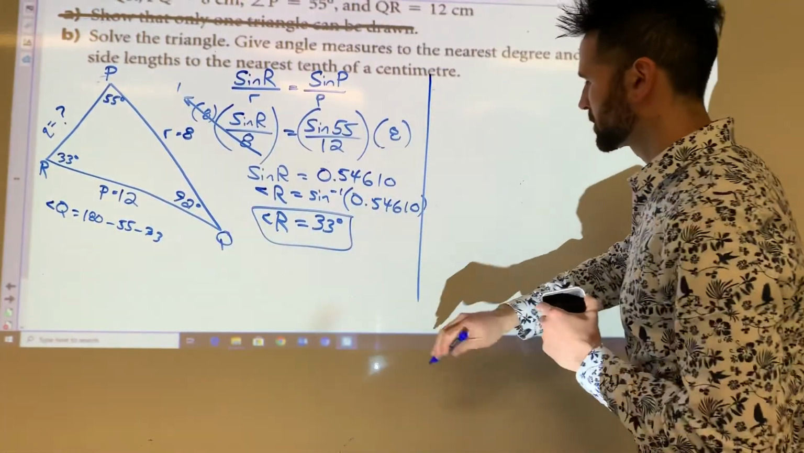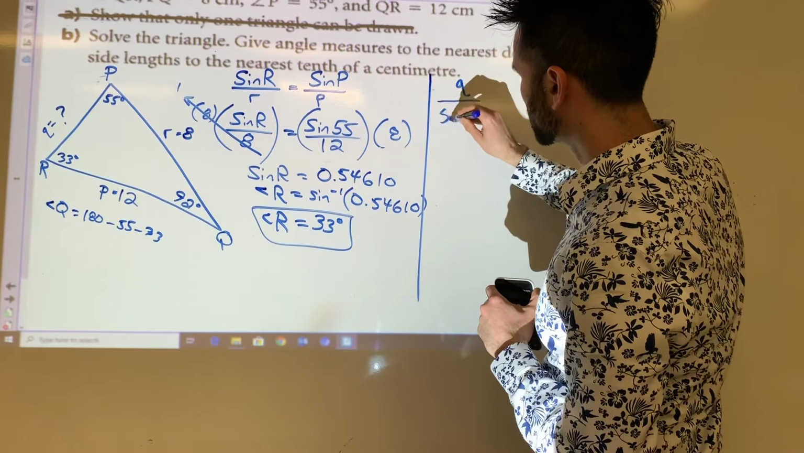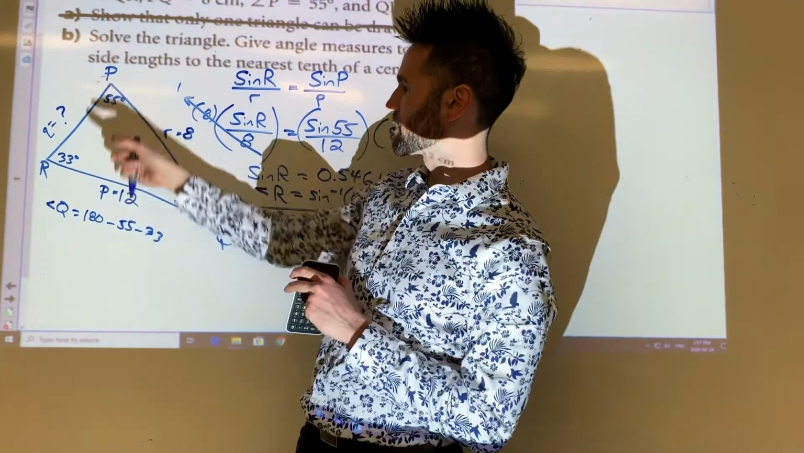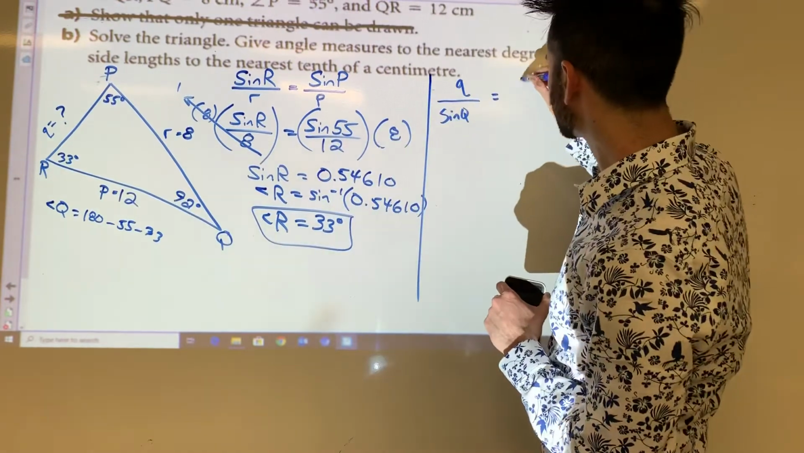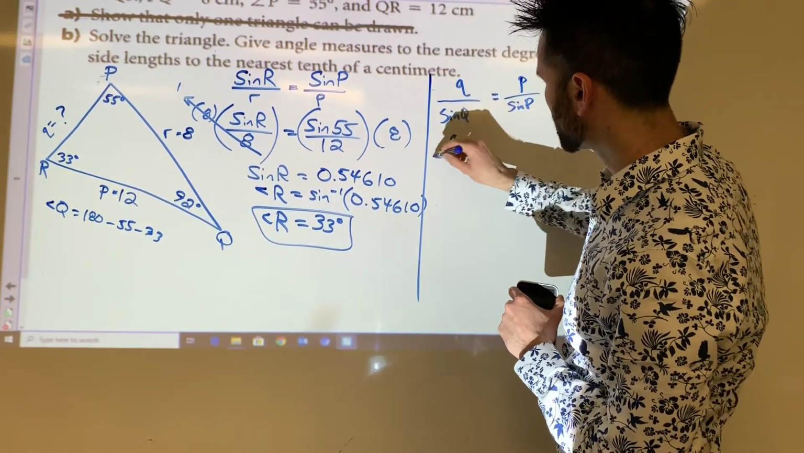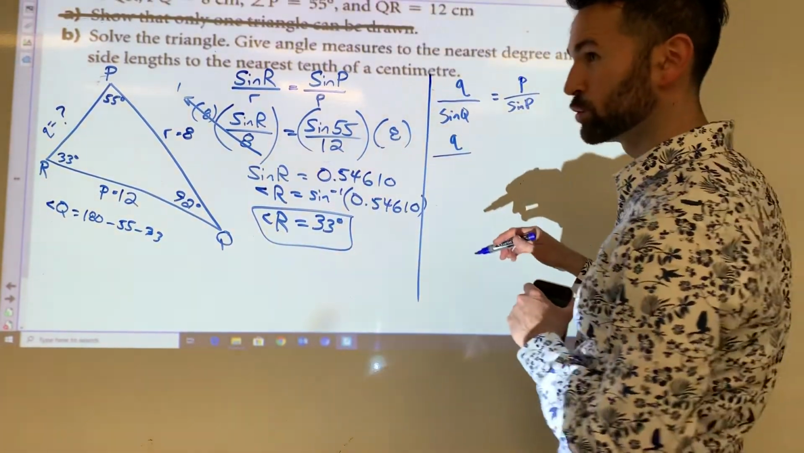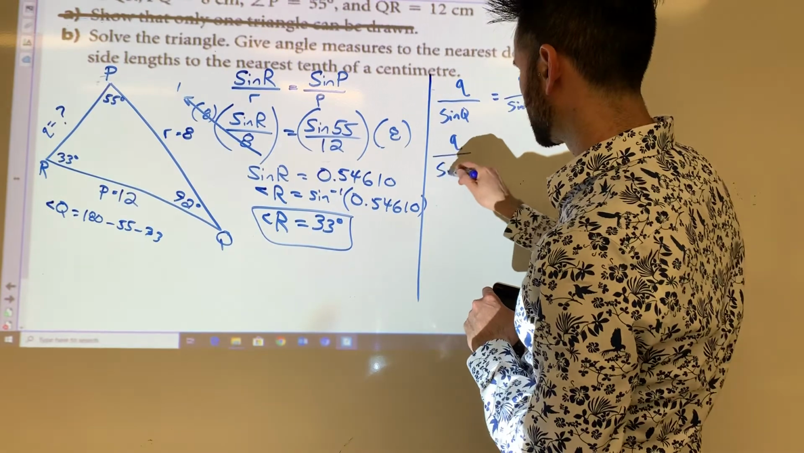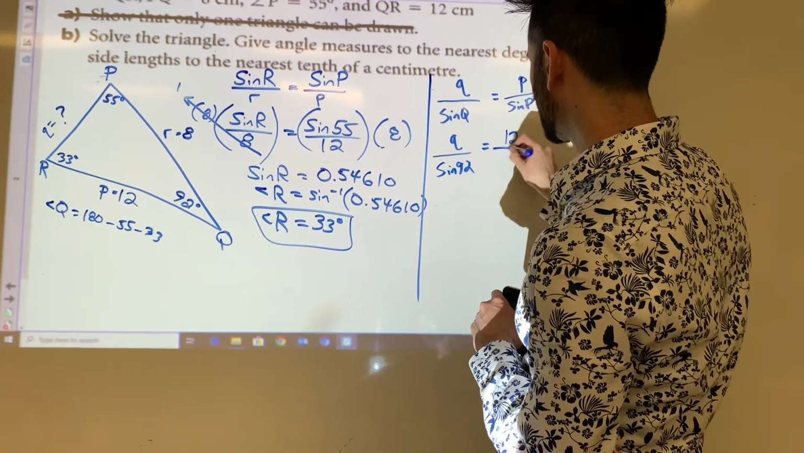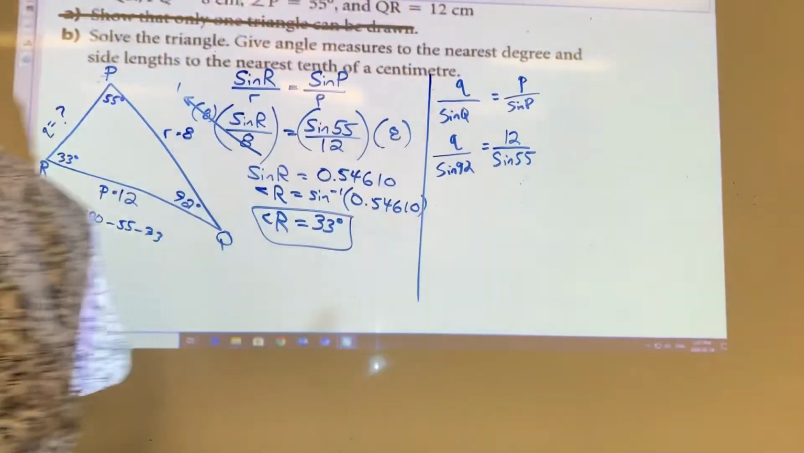So we're going to use a different ratio. So this time we'll go Q over sine Q. And now you have lots of options. I'm going to use the original one they gave us. So I'm going to use P over sine P. And now I'm just going to plug in all the numbers. So sine Q, we calculated it, and it was 92. So I'm going to go sine 92. And then side P was 12. And then we had sine 55. So let's give you a moment.